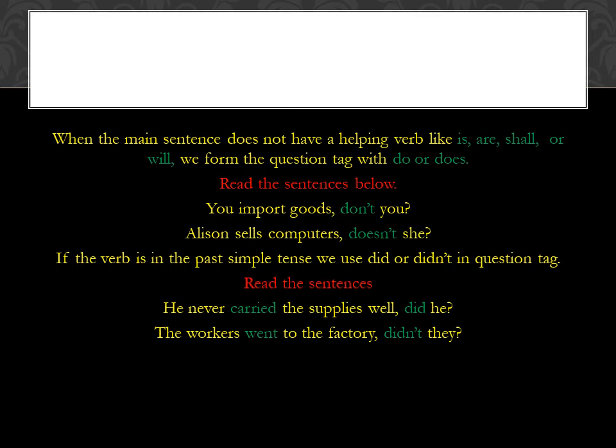If the verb is in the past simple tense, we use did or didn't in the question tag. For example, he never carried the supplies well, did he? The workers went to the factory, didn't they?